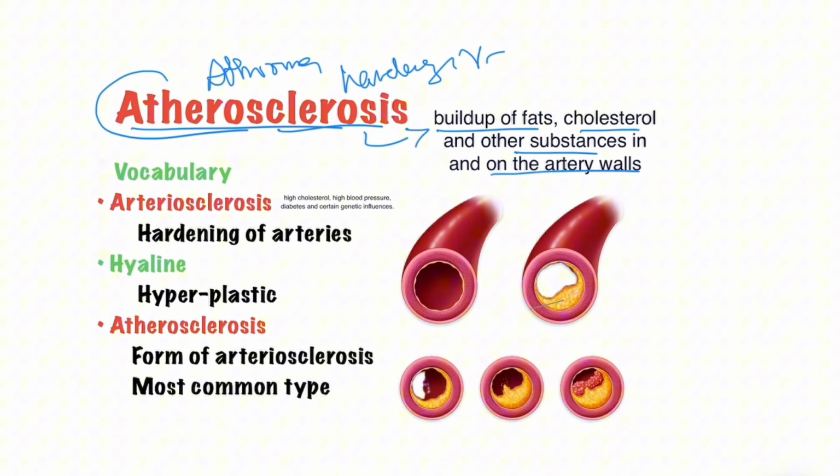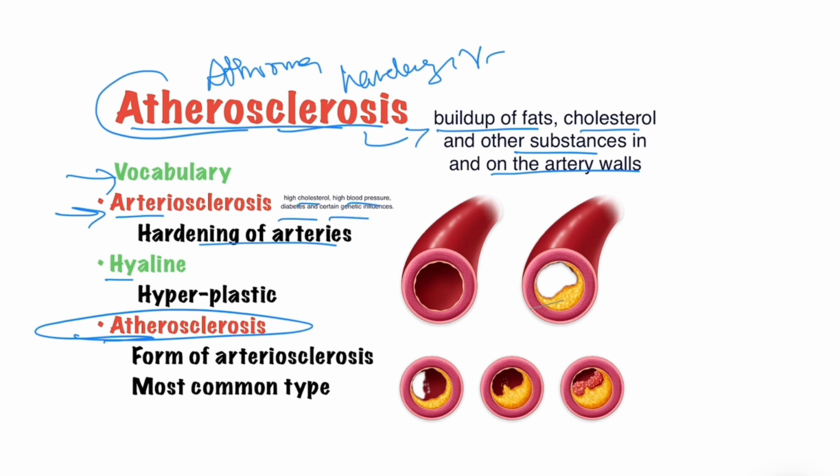Before starting atherosclerosis, let's clear up some vocabulary. There are different types of words used for sclerosis, like arteriosclerosis, hyaline, hyperplastic, and atherosclerosis. And in this topic, we will discuss only this. Arteriosclerosis means the hardening of arteries, and the main causes are high cholesterol, high blood pressure, and diabetes, and some genetic influences can also cause arteriosclerosis.